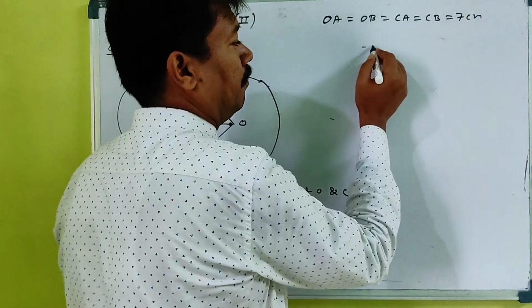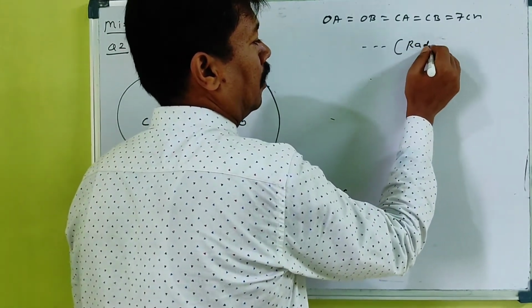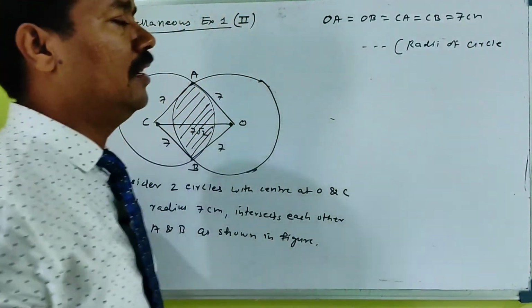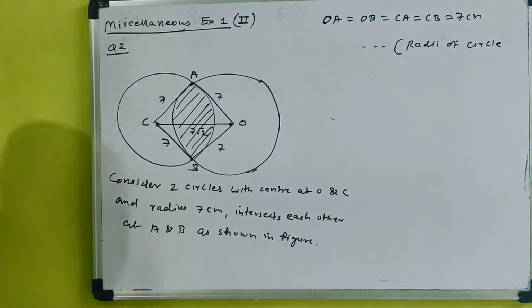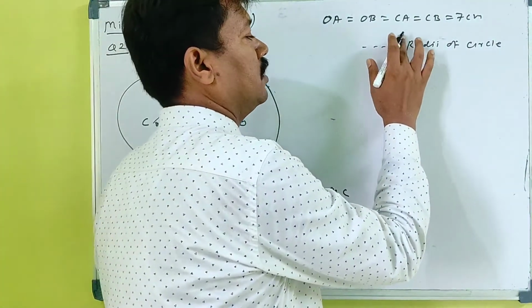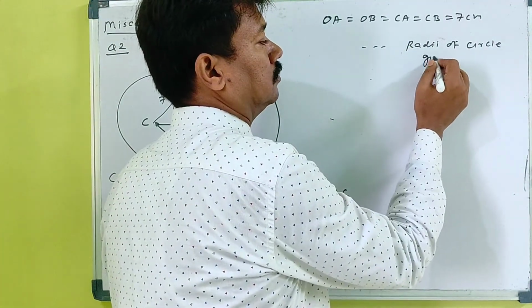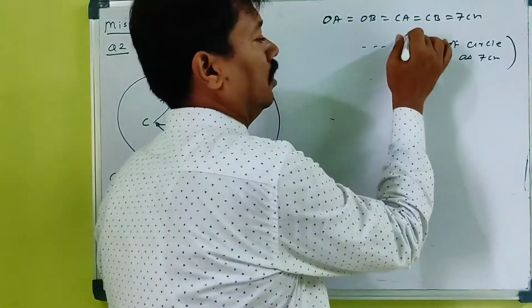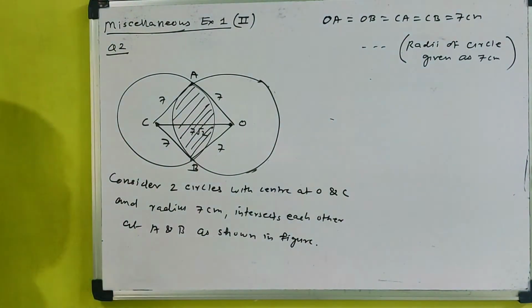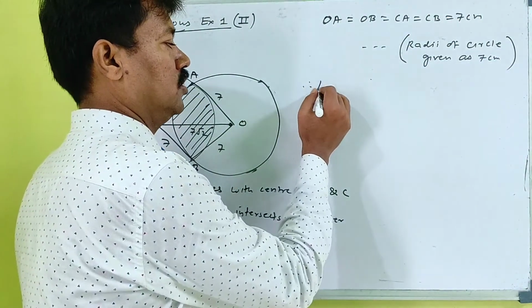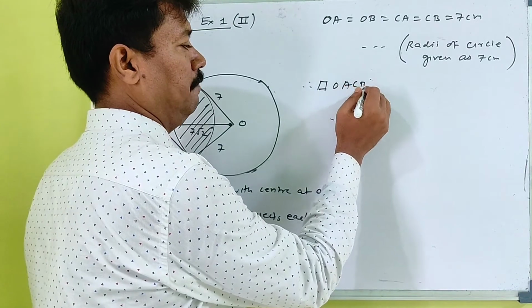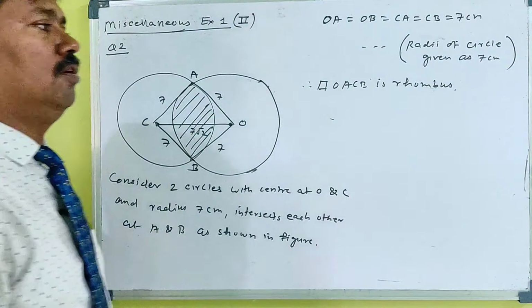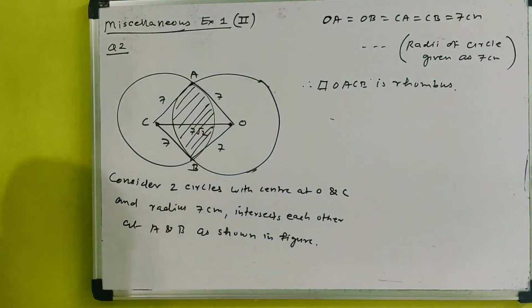Now what is Y? Radius of circle, and that is given as equal. The both are given. Radius of circle given as 7 centimeter. दोनों equal भी दिया है. Therefore, this quadrilateral OACB is rhombus. All sides of this is equal. All sides is equal.